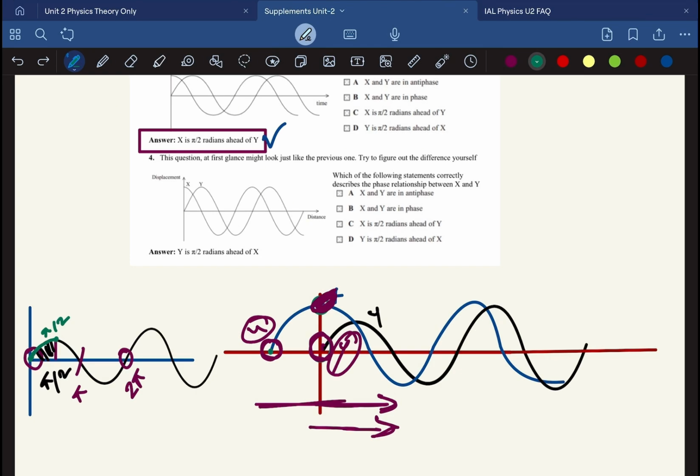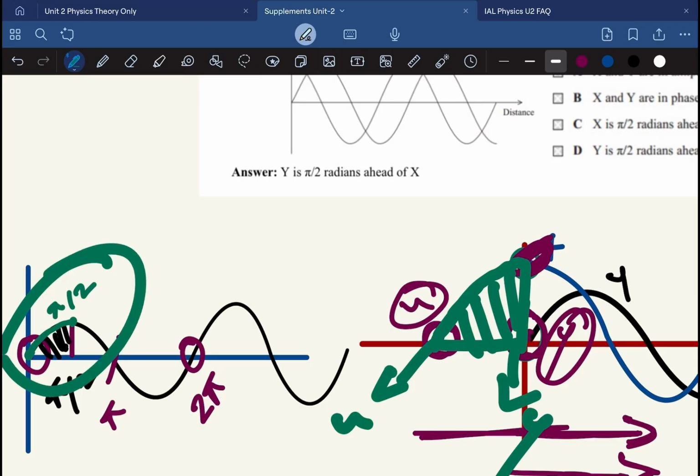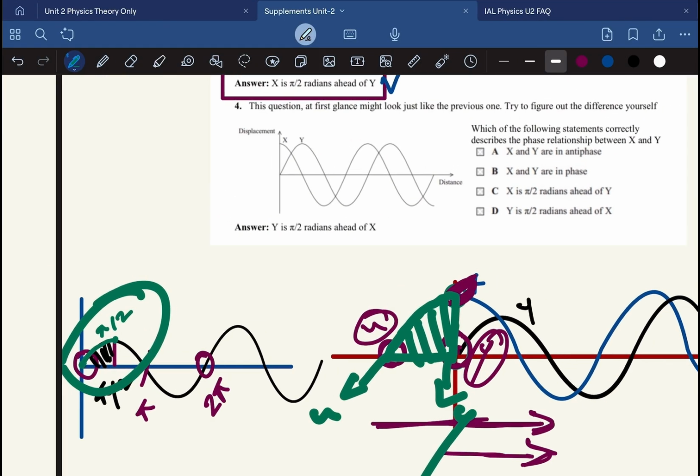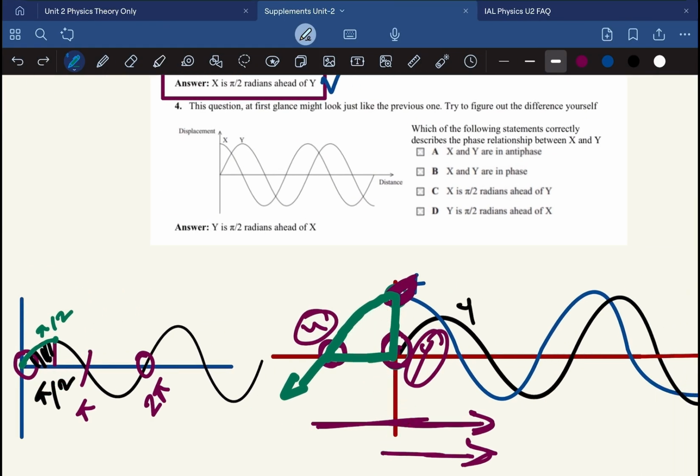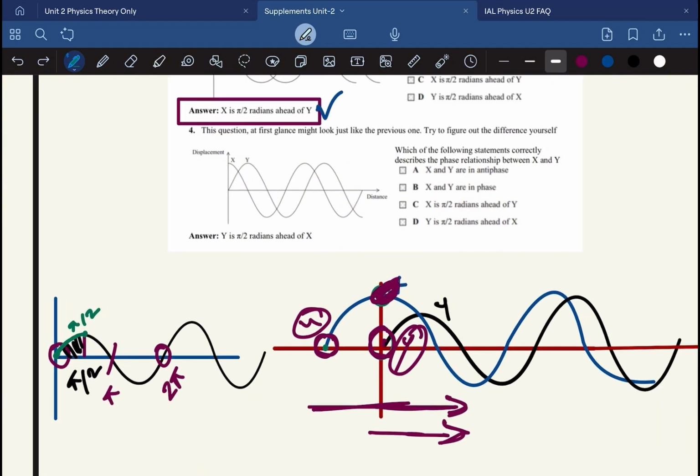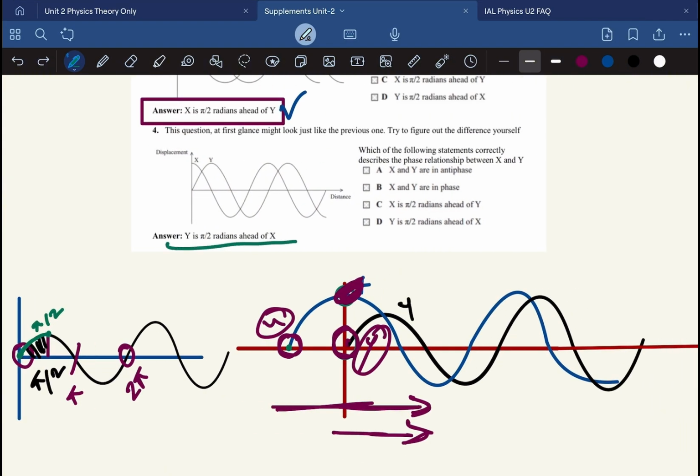And how much is the difference? The difference is this distance, which is like this. This is the difference that they have, right? This is the position where x is, and this is the position where y is. So we can say y is this much distance ahead of x, and this much distance is pi by 2, which we have previously figured out. So our answer is that y is pi by 2 ahead of x.